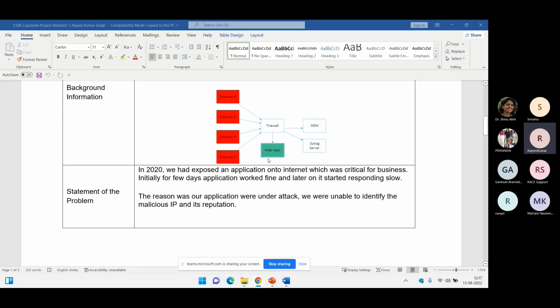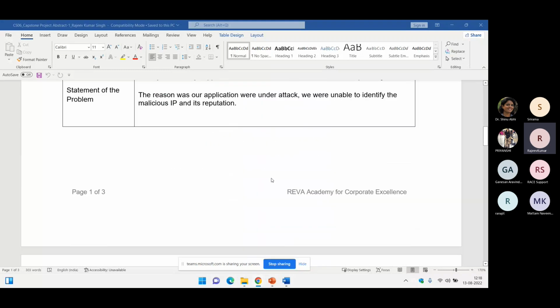Coming to the problem statement: what happens if an organization is under attack? How will they come to know whether the IP address is malicious or legitimate? Because if the client is connecting over the open internet, then the chances are very high that the session is getting hijacked or spoofed, and on behalf of the legitimate user, someone is sending packets to our application server. So here is also a big problem.